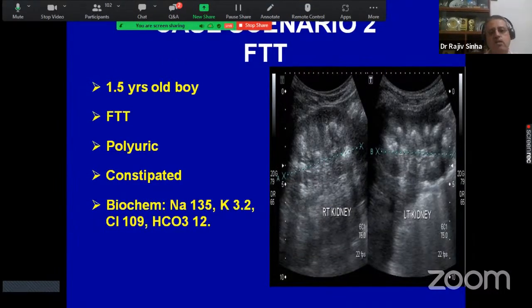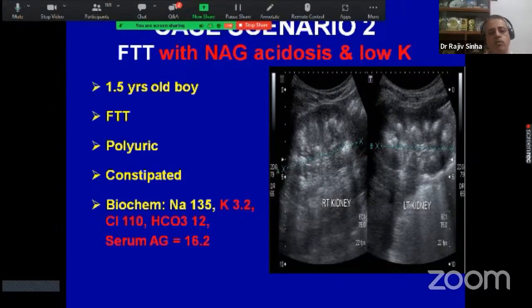Moving on to our next scenario, a 1.5-year-old boy. He was in fact the son of a pediatrician, and they came to us with a history of failure to thrive, polyuria, and constipation. Ultrasound was done for abdominal pain and showed bilateral nephrocalcinosis, and then he was referred here. And here the pattern is almost like the previous one. Again, we are having a normal anion gap metabolic acidosis with hypokalemia.